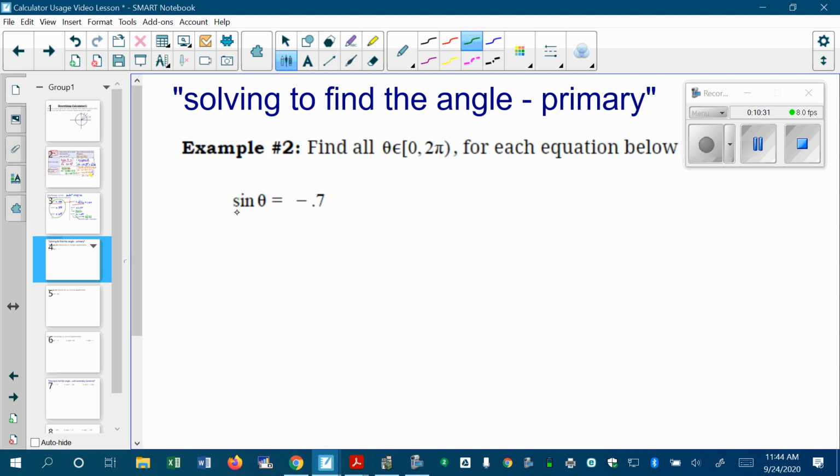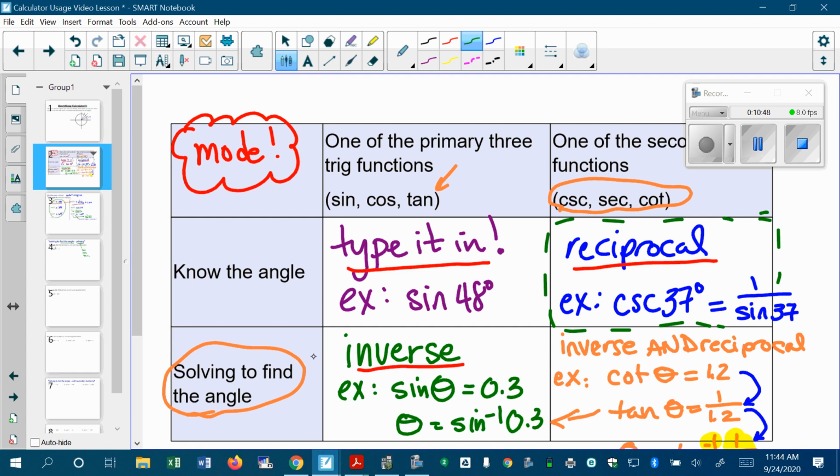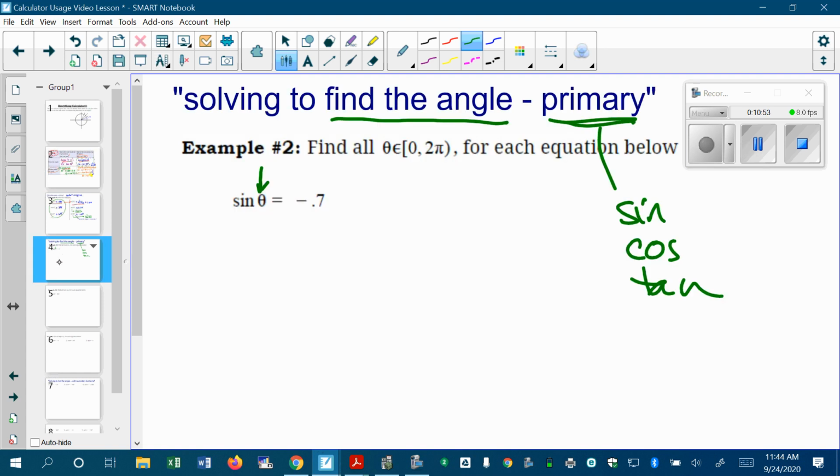So I have the sine of unknown angle equals a number. So I'm finding the angle because that's not known. And primary is when I have sine or cosine or tangent. Okay, so in order to do this problem, I'm going to recognize that I am in this category right now, and that means I find it with an inverse. Now I'm going to write this out a little bit more than when I was explaining it on the chart. I'm going to show my work a little bit more, if you will.